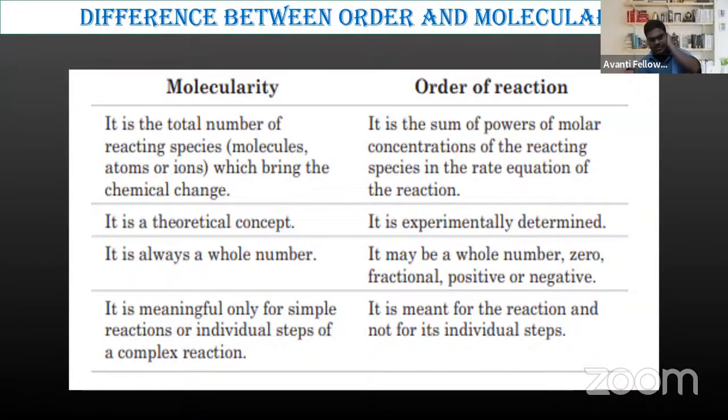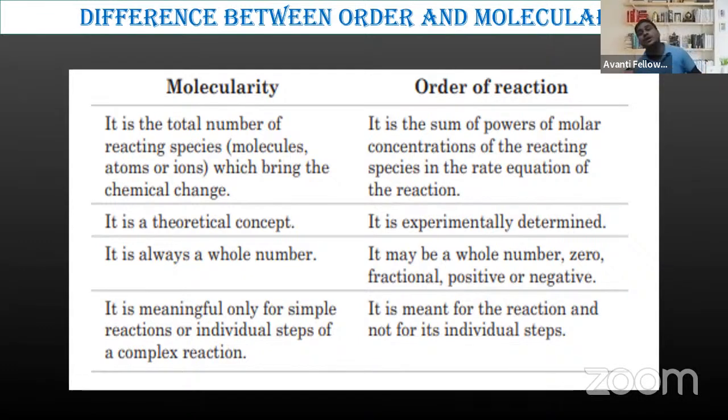So what is the difference between the order of reaction and the molecularity? The molecularity is the total number of reacting species, that is the molecules, atoms, or ions, which bring about the chemical change. And the order of reaction is the sum of the powers of the molar concentrations of the reacting species in the rate equation of the reaction. Molecularity is a theoretical concept, whereas the order of reaction is experimentally determined. So the order of reaction cannot be determined theoretically. It is based on experimental data, so it can be determined experimentally only.